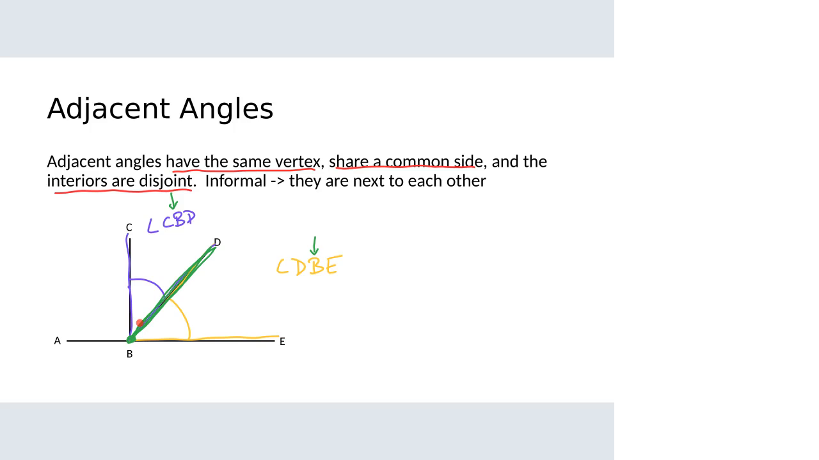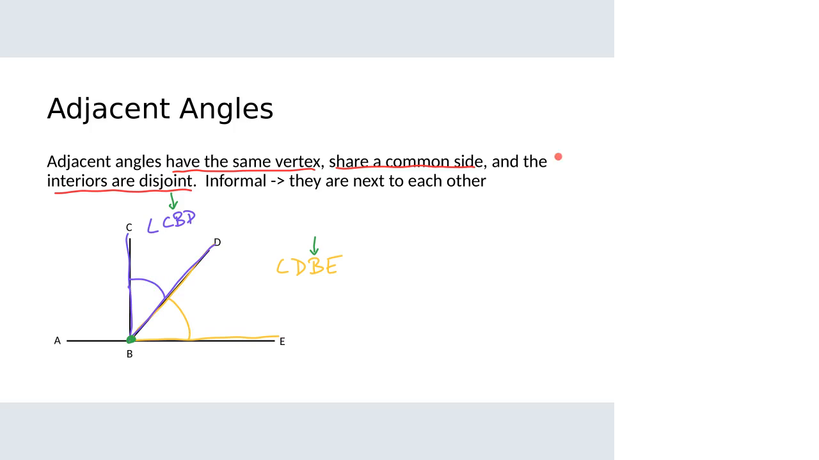And then the interiors are disjoint. That's very formal language to say, if we look at the inside of CBD and we look at the inside of DBE, they have no overlap. They are distinct from each other. They don't overlap each other at all. That's what disjoint would mean to us. And so that makes those two angles adjacent.